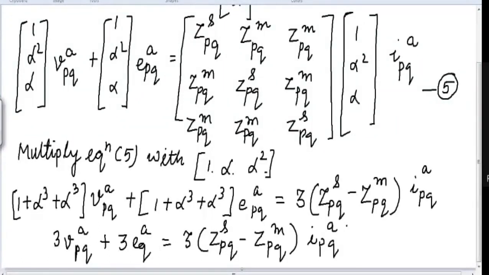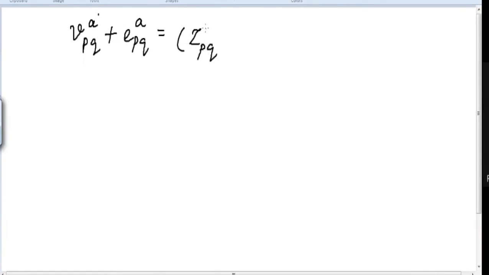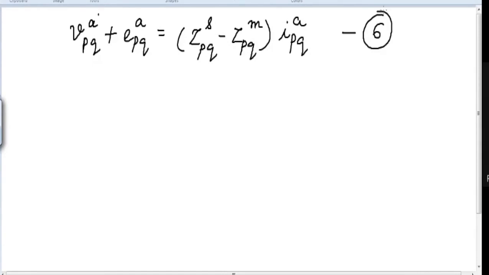If we take out this 3 as a common term, what equation will we get? Let me write the equation. So we will get the simplified equation in this way: VPQA plus EPQA is equal to ZPQS minus ZPQM multiplied by IPQA. So this is the simplified equation if we take the balanced three-phase excitation system.